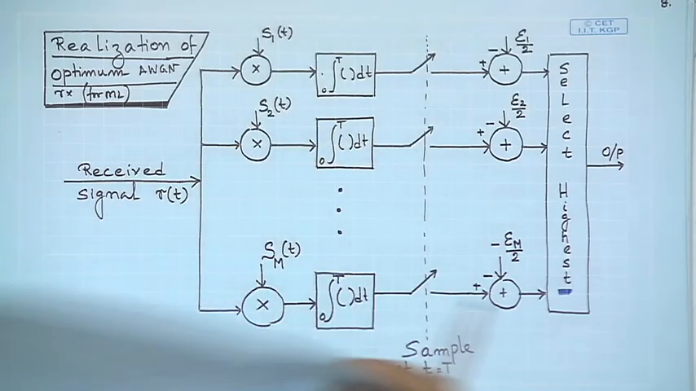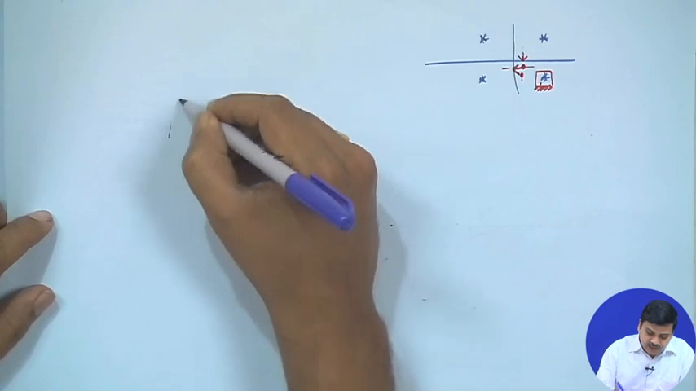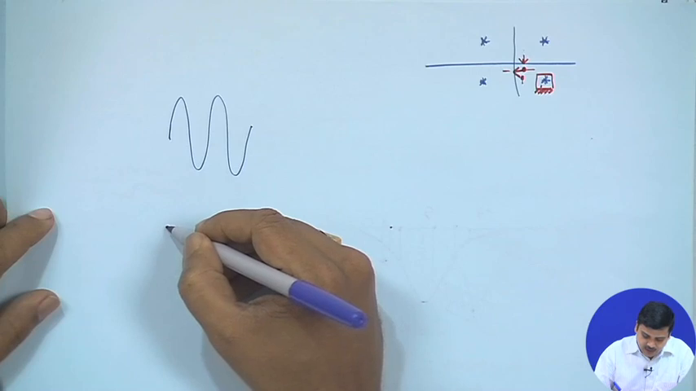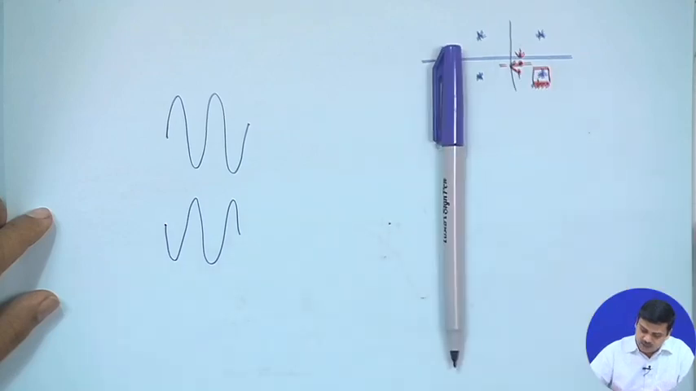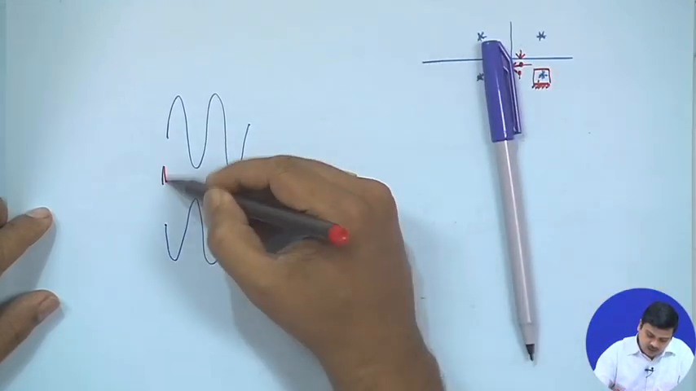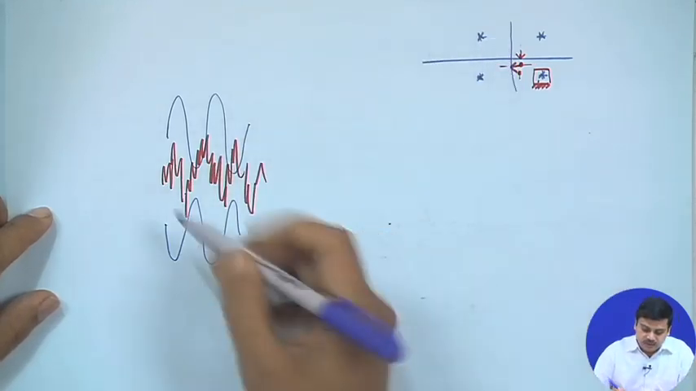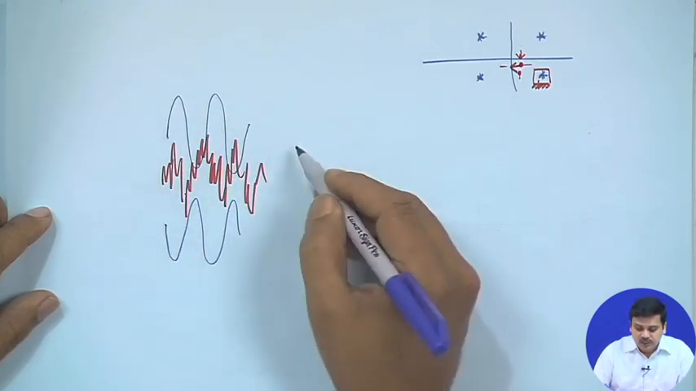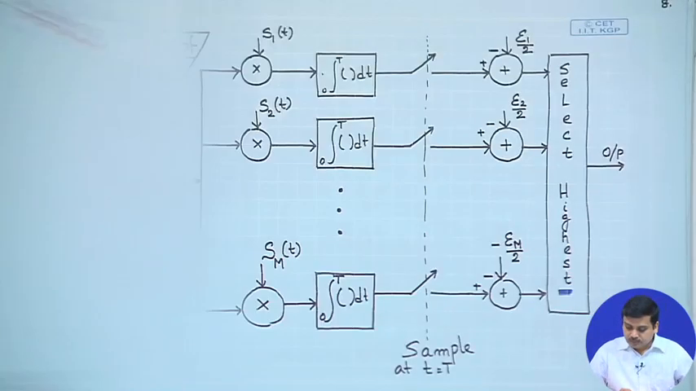And as we would like to see in a waveform diagram, suppose I have a waveform like this, and let us say I have another waveform like this, and what I receive is a noisy version. Let us say I receive something like this. What it tells you is you have to correlate this signal with S1 and with S2, and whichever correlation gives the highest output, you choose that particular signal as your desired signal. So, that is how a detector would work.